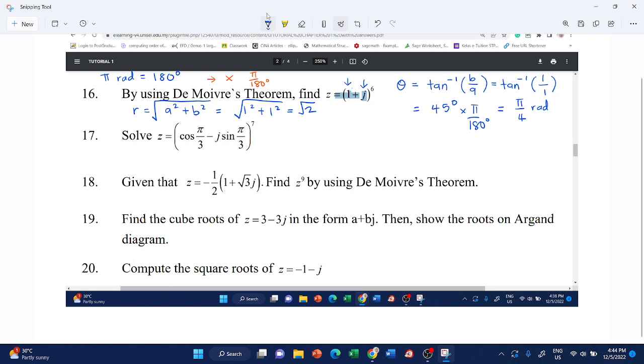You just simplify 45 over 180. You will get the fraction 1 over 4. So in radian it is pi over 4 radian, and in degree it's 45 degrees. That means 45 degrees is equal to pi over 4 radian. Either one you can choose for theta: radian, which is pi over 4, or 45 degrees.